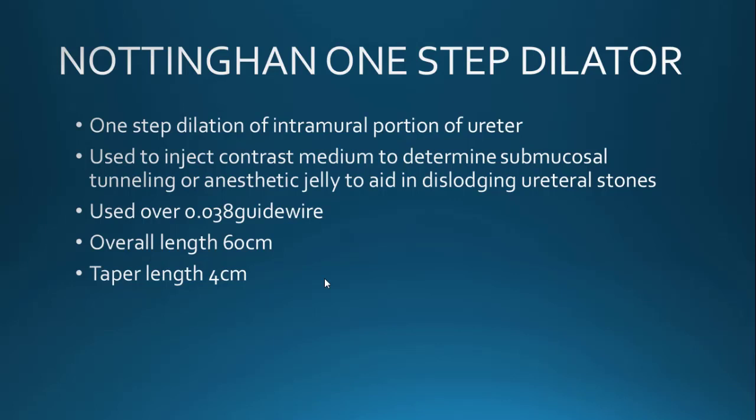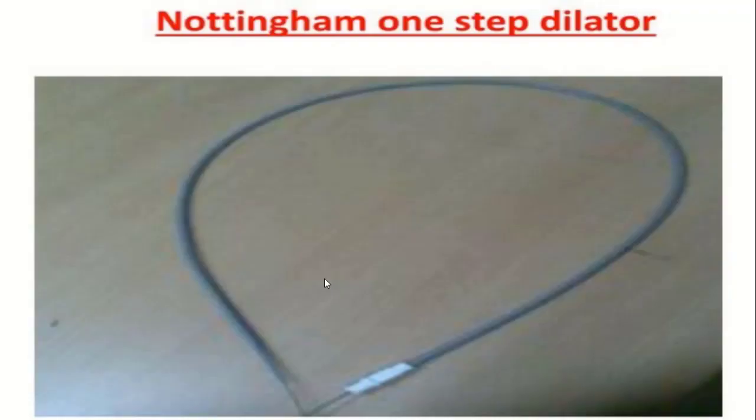Nottingham one-step dilator. One-step dilatation of intramural portion of the ureter. They are used to inject contrast medium to determine submucosal tunneling or anesthetic gel to aid in dislodging ureteral stones. They are used over 0.03 guide wire. Overall length is 60 centimeter and they have a tapered end of about 4 centimeter. This is the Nottingham end. This is the tapered end, right?